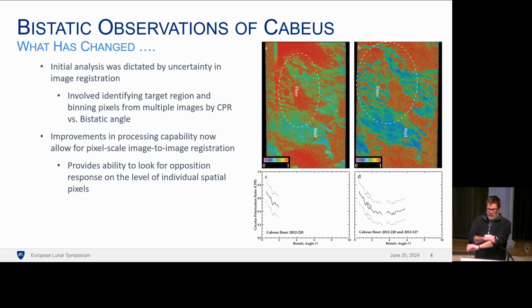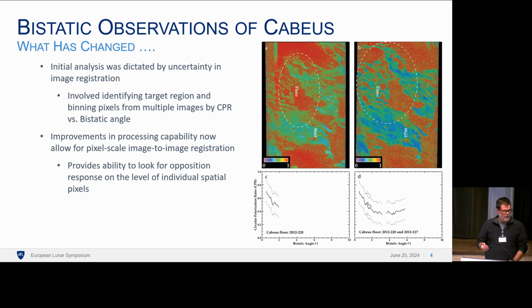So we had 5 or 6 observations of the floor of Cabeus crater. Each observation acquired data at different bistatic angles for any given point on the surface. We wanted to combine those data into a radar scattering phase function. So we isolated regions of the floor. We tried to eliminate pixels that we thought were noise. Some are obvious. Some of these are shadow pixels. They're pretty easy to pick out.